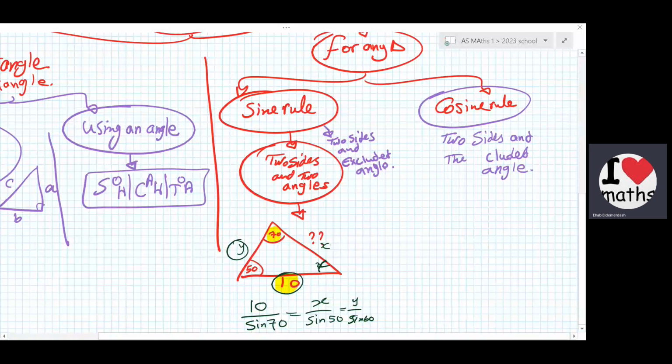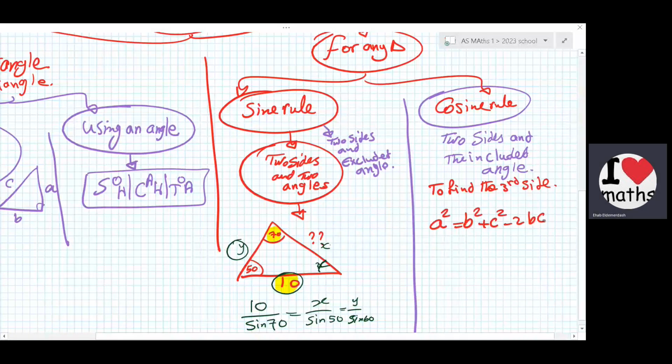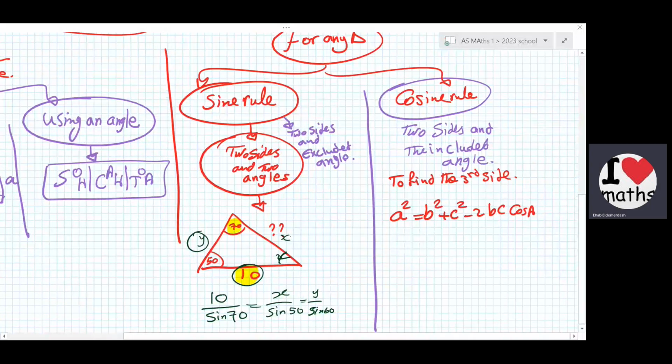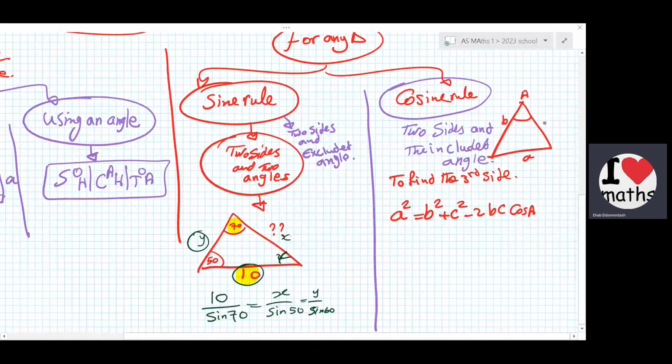I'm talking about this triangle. Here I have this triangle and this angle theta, which is A, and I have these sides a, b, c. I have to find out the side a. What should I do? A squared is equal to b squared plus c squared minus 2bc cosine the included angle. Agreed? So here it is b squared plus c squared minus 2bc cosine A. So in this case I will be able to find the third side.